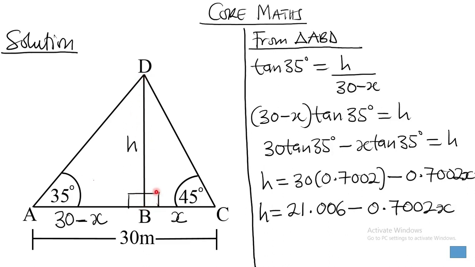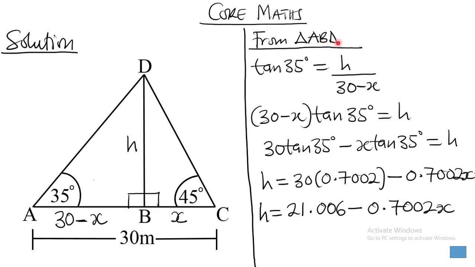So what we do here is that we are going to find the height of the cliff based on the right angle triangle ABD, and then we are also going to find the height of the cliff based on what? The triangle BCD. So that is what we are going to do. We are finding the height of the cliff based on triangle ABD and then the height of the cliff based on triangle BCD. Okay, so let's proceed.